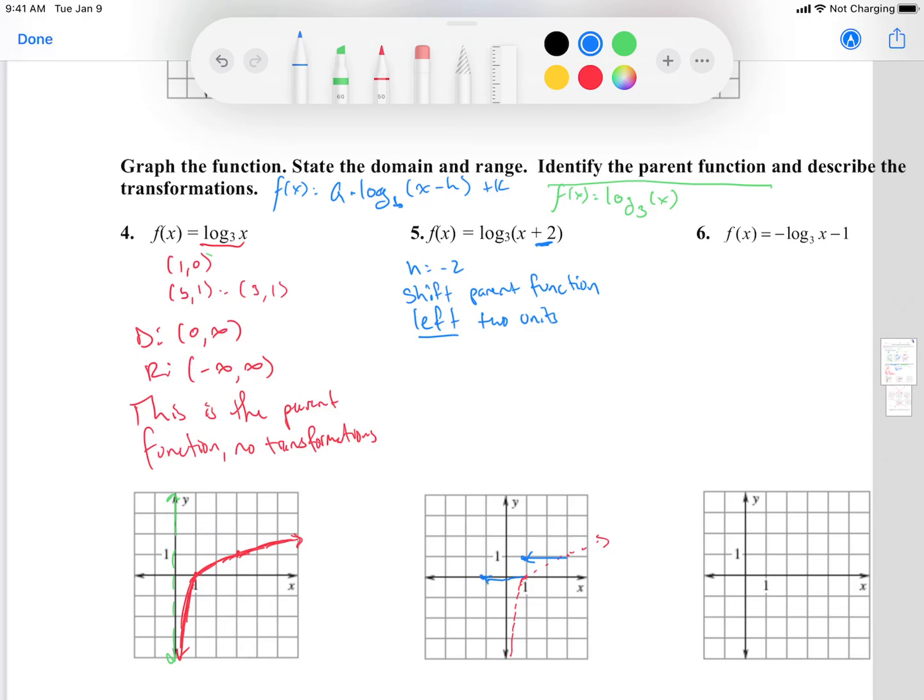Since this is the y-axis, I'm going to move that 2 units. I'm going to take every single point and move them 2 units, which gives us here, here. And now my asymptote, which was over here at the y-axis, is now going to be over here at negative 2. And so my graph then becomes this, which is the parent function, just shifted over 2 units.